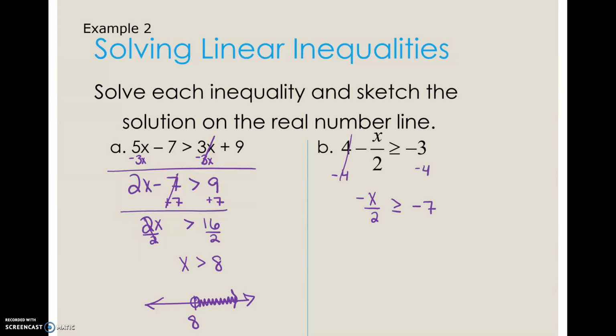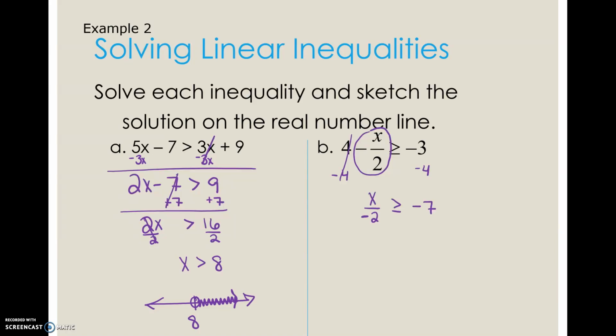So I subtracted 4 on both sides and got negative x over 2 is greater than or equal to negative 7. Keep in mind when you get rid of this 4, that negative is still part of that fraction. To get rid of the negative, I'm going to do this in one step. Basically, I'm going to put the negative with the 2. It doesn't matter where in the fraction the negative is.